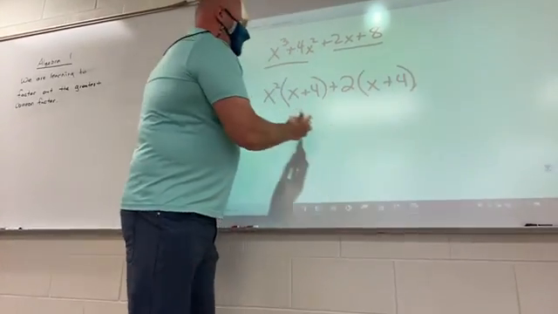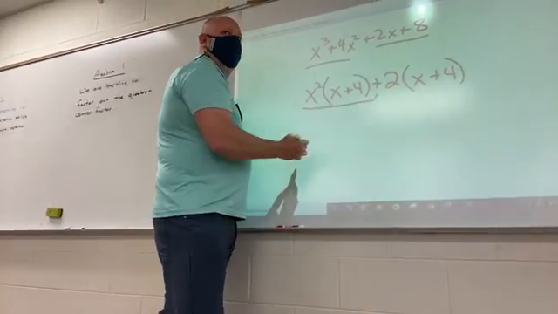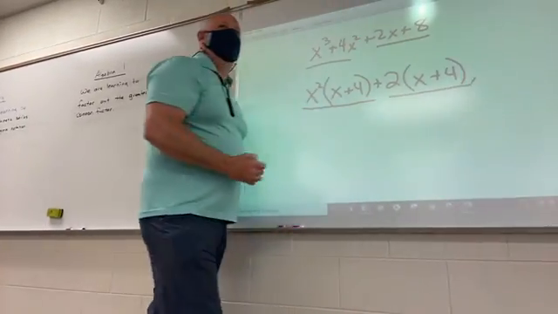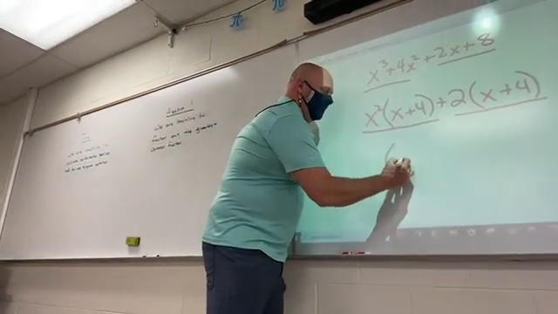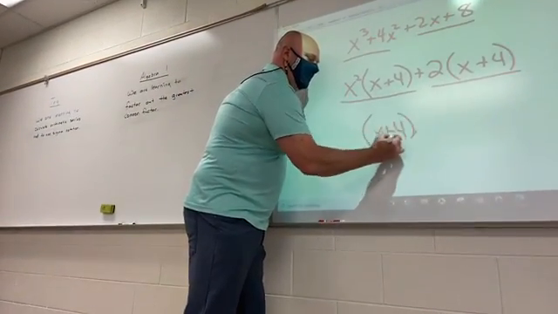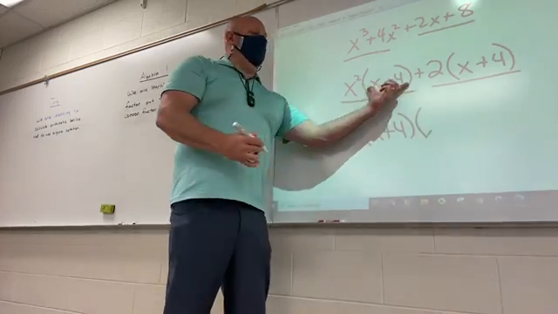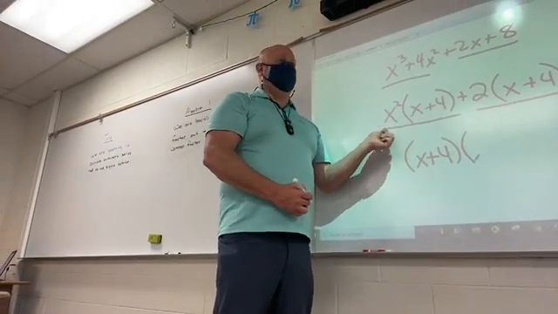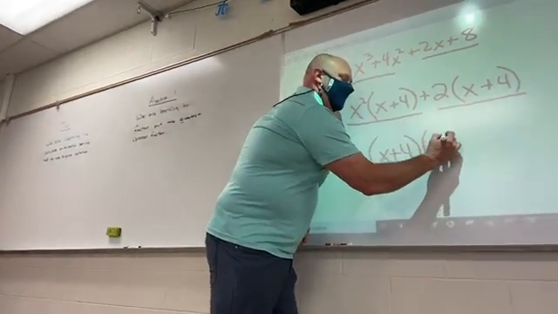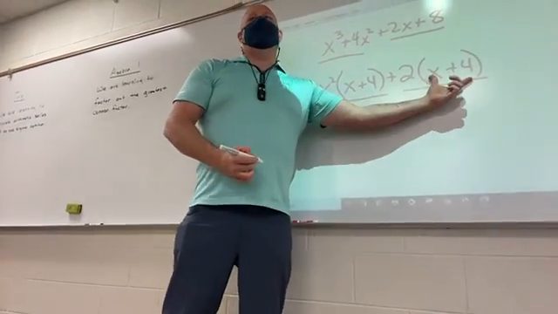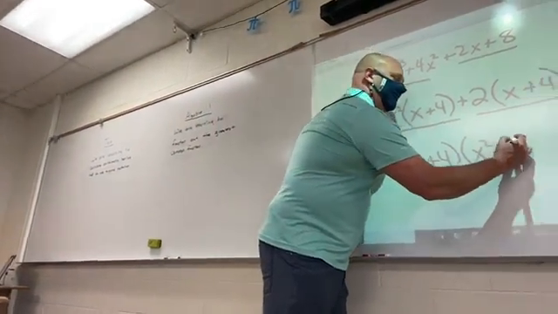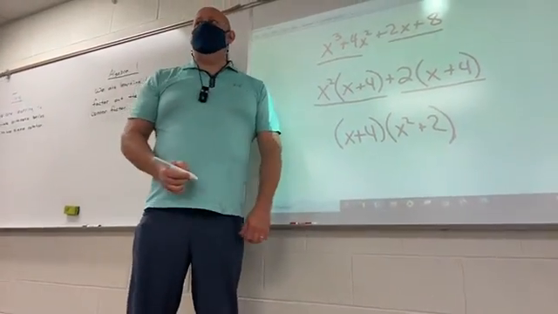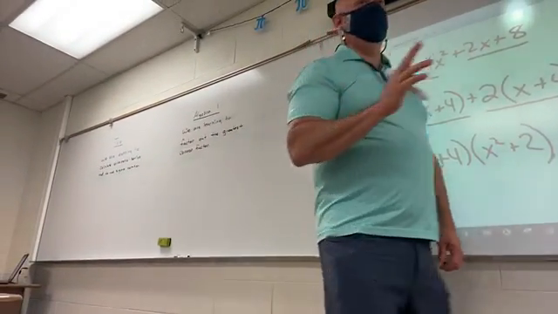Now, look at this term and this term. What do they both have in common? They both have an x plus 4, don't they? And if you pull the x plus 4 out of this, what do you have left? The x squared. And if you pull the x plus 4 out of this, what do you have left? You have a 2. So sometimes you can do it twice.